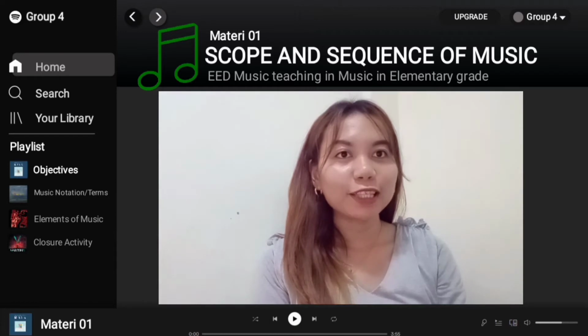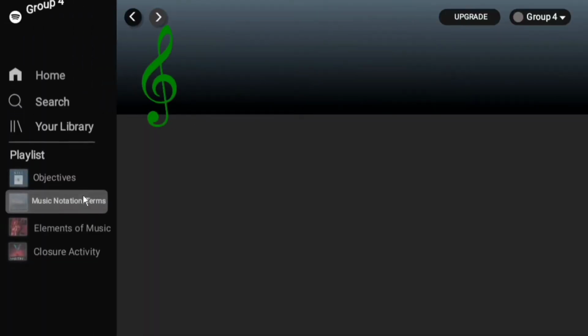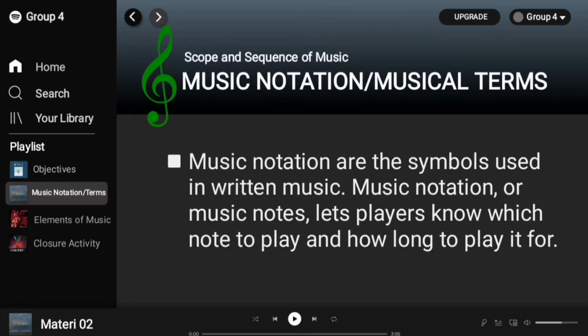Okay, so let's move on to our first topic, which is the notation or the terms in music. So first, alamin natin kung ano ang music notation or musical terms. So music notation are the symbols used in written music. So ito yung mga makikita natin sa mga musical sheets. Ito yung dito natin makikita yung mga staff, yung mga dalawang clefs, yung mga musical notes and rest, at yung mga beats nila.